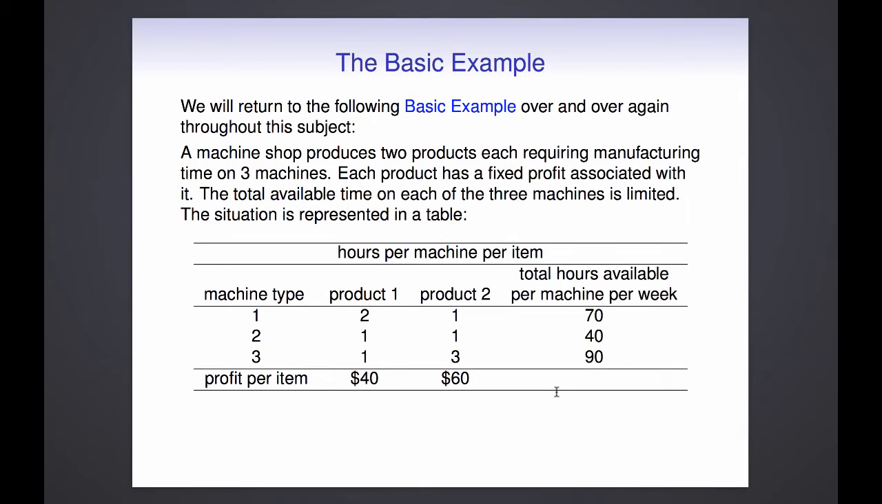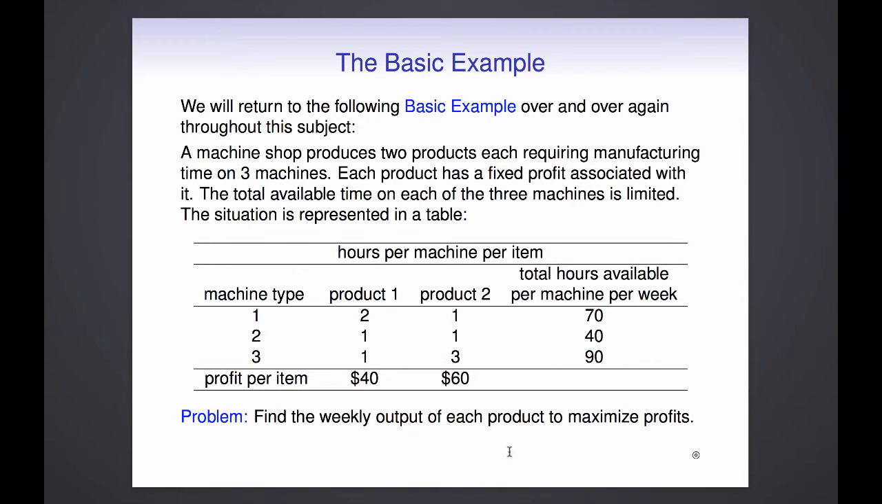So we've got a lot of numbers here, and it's a profit type problem. The problem is to maximize the profit. So the question is how to arrange our production schedule so as to maximize the profit. So we want to find the weekly output of each product that will deliver the maximum profit. So this is a typical linear programming problem. This is an example of what's called a manufacturing problem.